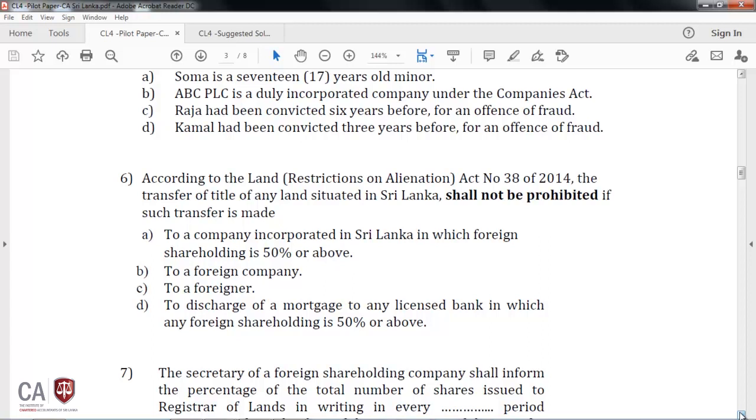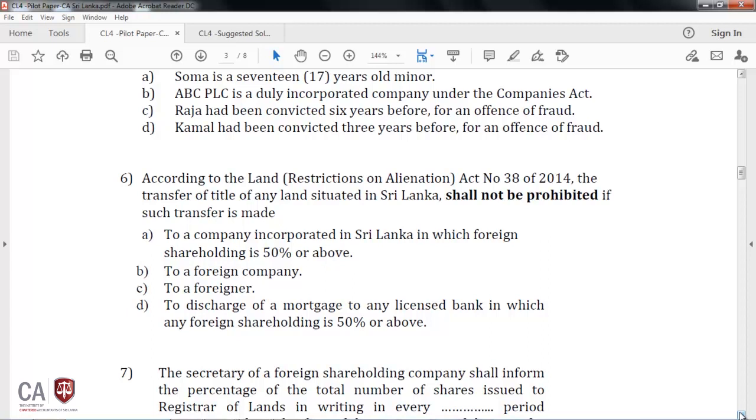So, answer A, to a company incorporated in Sri Lanka in which foreign shareholding is 50% or above. Now, in Sri Lanka, a company having 50% or more shareholding held by foreigners or foreign entities, such a company cannot own lands, and no land can be transferred as to its title or ownership to such a company.